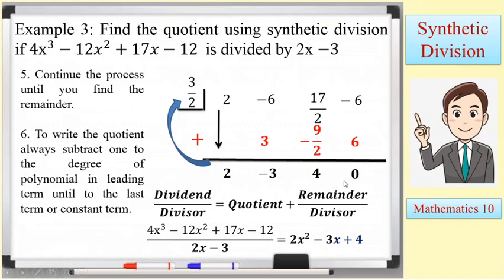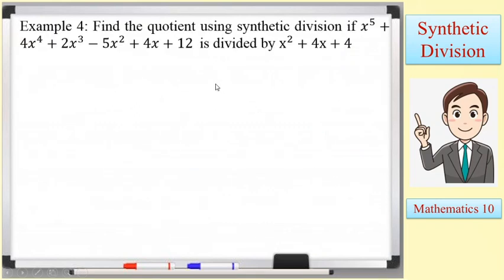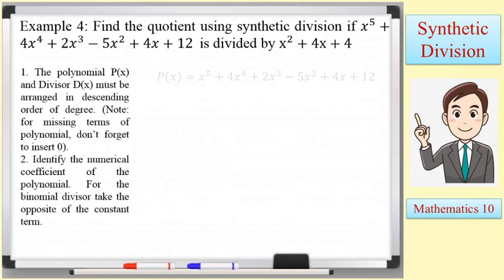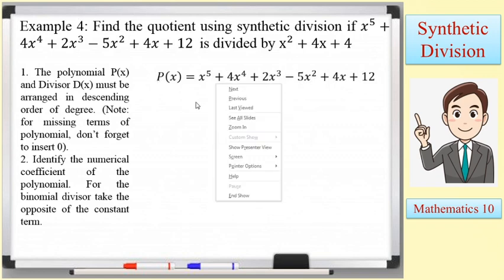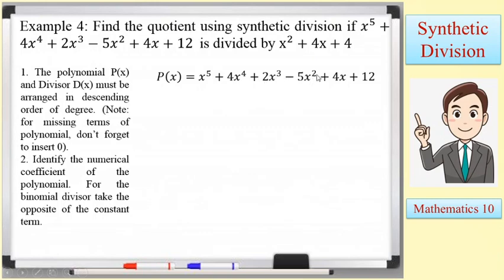Okay? So, let's have another example. So, for example number 4, find the quotient using the synthetic division if x to the 5th power plus 4x to the 4th power plus 2x cubed minus 5x squared plus 4x plus 12 is divided by x squared plus 4x plus 4. Okay? So, we have the polynomial p of x. Ayan. X to the 5th power plus 4x to the 4th power plus 2x cubed minus 5x squared plus 4x plus 12.